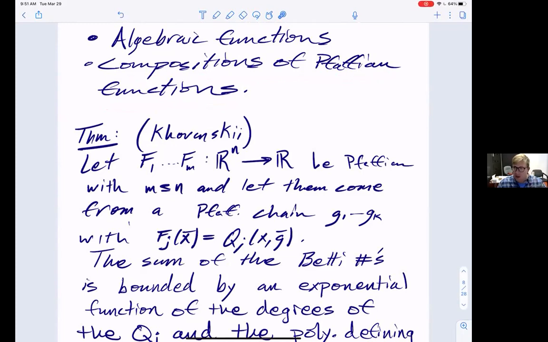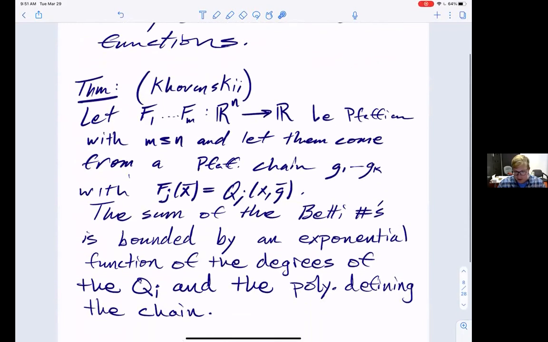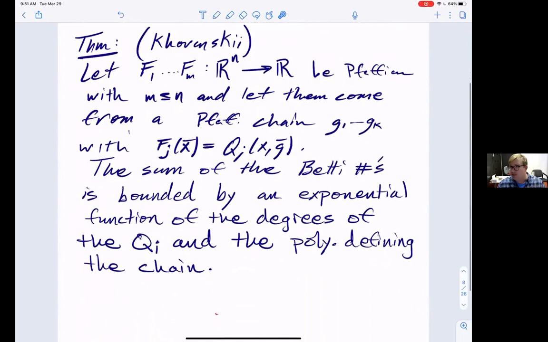Another big motivation for studying Pfaffian functions, and the reason that they were actually introduced in the first place, comes from work of Handson. And I think that Handson named this class of functions, and I'm not sure exactly why he named them this. Probably it has something to do with the form of the differential equations they satisfy.